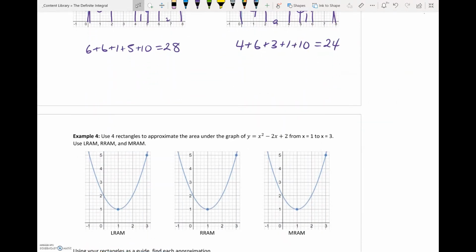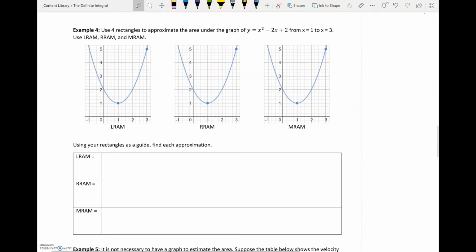So here's the next example. We're going to do LRAM, RRAM, and MRAM for this, from x equals 1 to x equals 3. For our LRAM, we're going to use our leftmost point, and it says to use 4 rectangles. So the other points I'm going to consider are the ones in here.